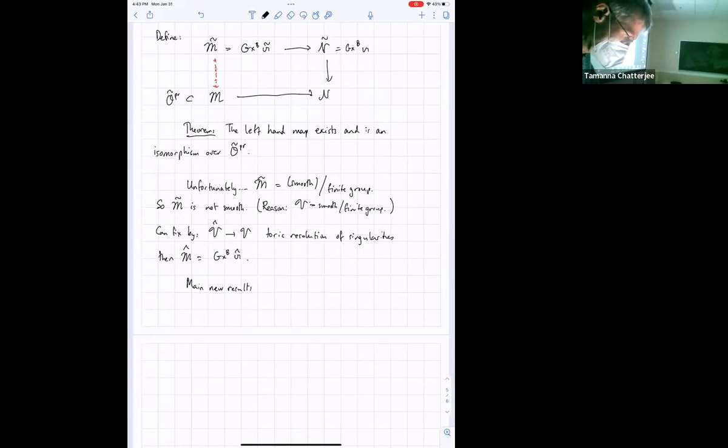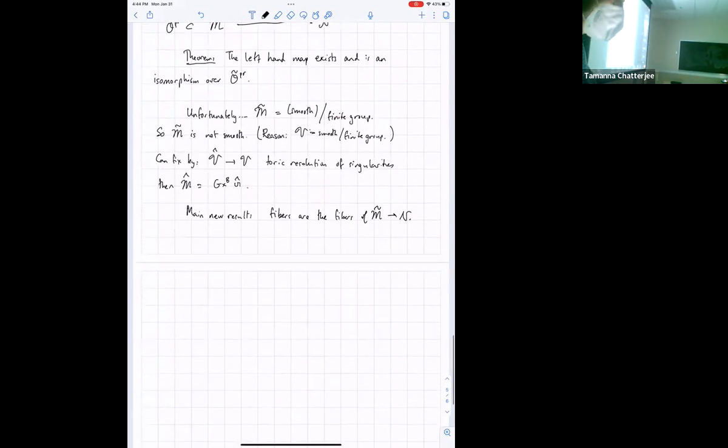So the main new result, I talked about the fibers. The fibers that it concerns are the fibers of the composition map from M tilde to N. So you go all the way down to the bottom here. You don't stop at M itself.